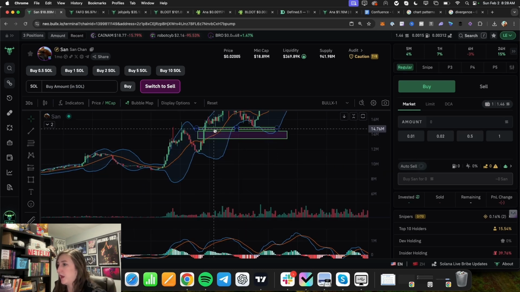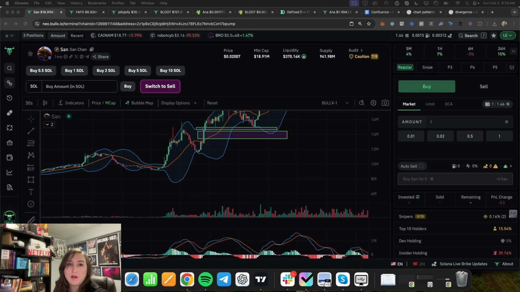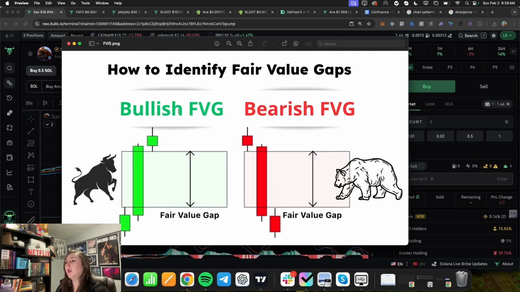So we had 2 fair value gaps right here, and you're like, what is a fair value gap? Let me actually pull that up here. So here's how to identify fair value gaps. You're going to have bullish fair value gaps, and you're going to have bearish fair value gaps. So it's just the space in between these wicks here. So here's this wick, and usually a bigger candle signals a bigger possible entry point. But we are on lower time frames on meme coins, so it could hit those lower fair value gaps really quickly and bounce back up. Something to keep in mind.